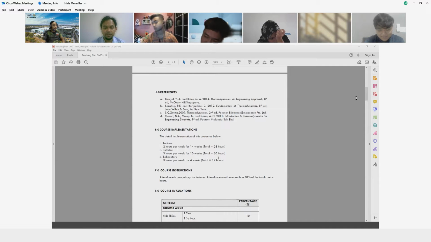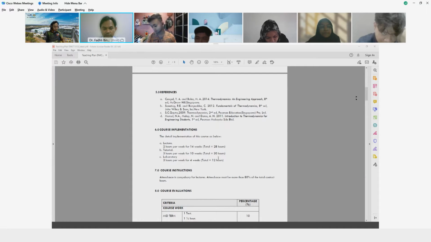So I hope you can understand the implementation of this course. For example, next week, if you have a tutorial, then we don't have laboratory work for either one. But we have to complete a tutorial for 10 weeks and laboratory work for 4 weeks. Okay, but for this semester, we will not cover laboratory for 4 weeks.